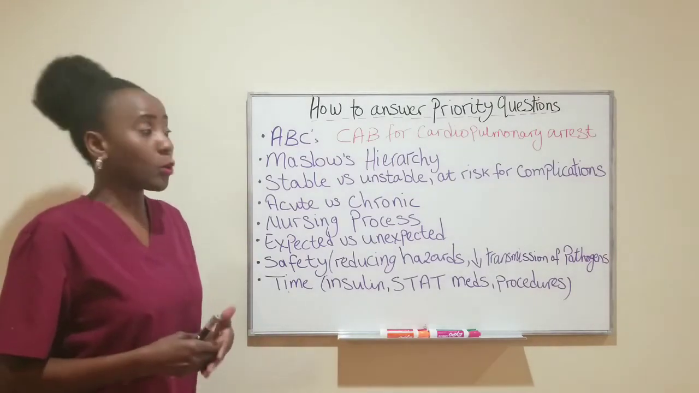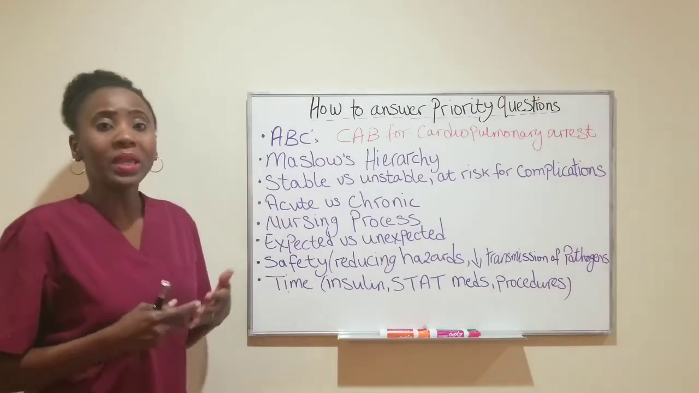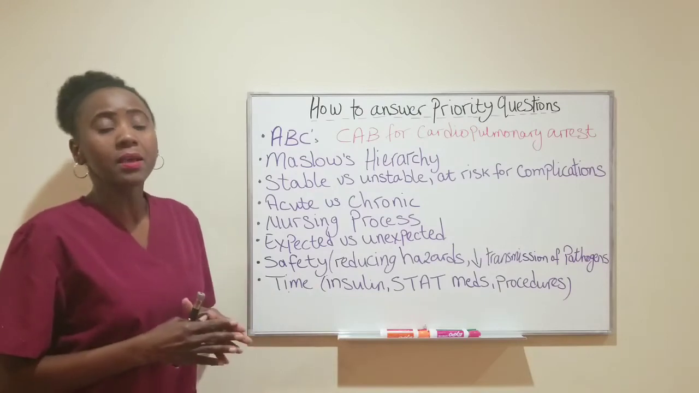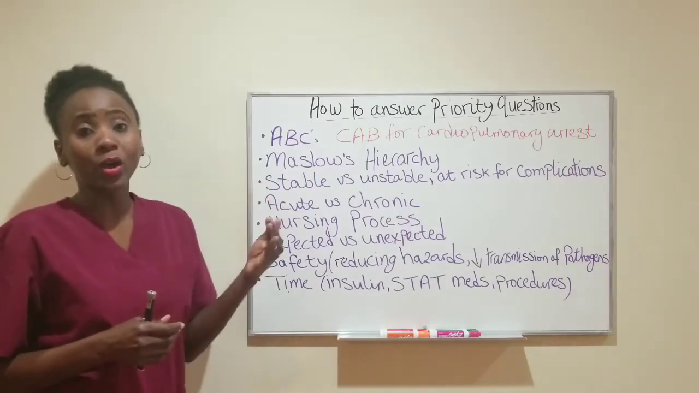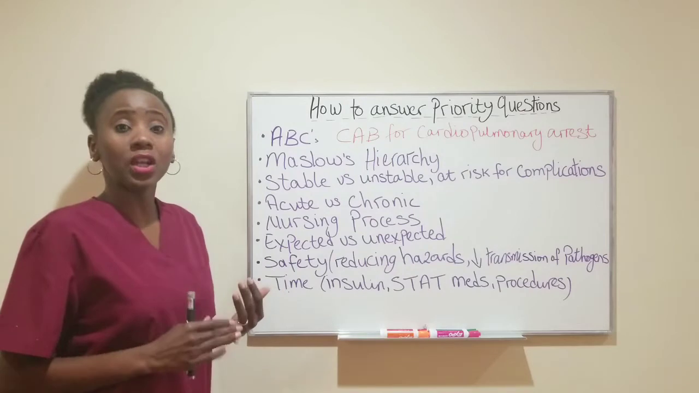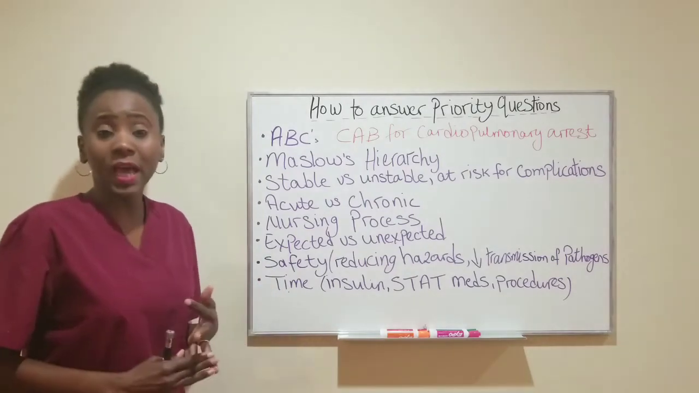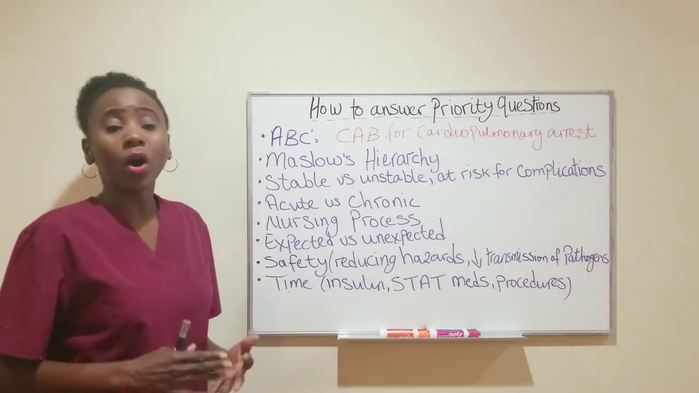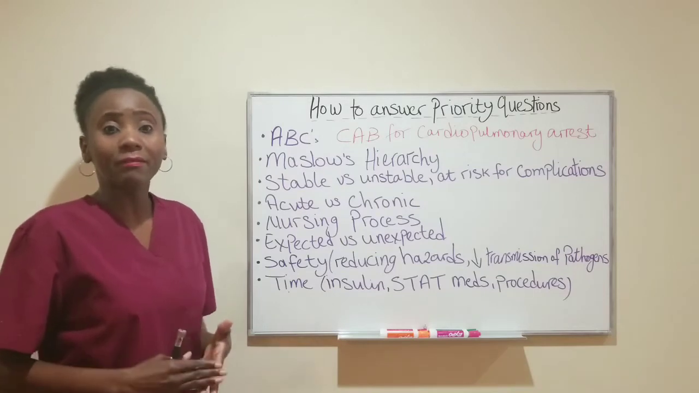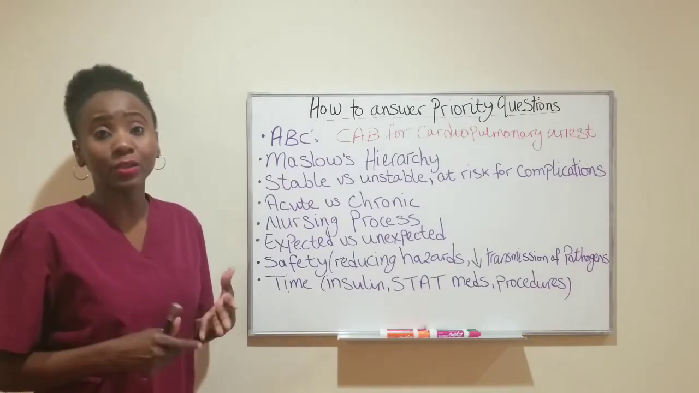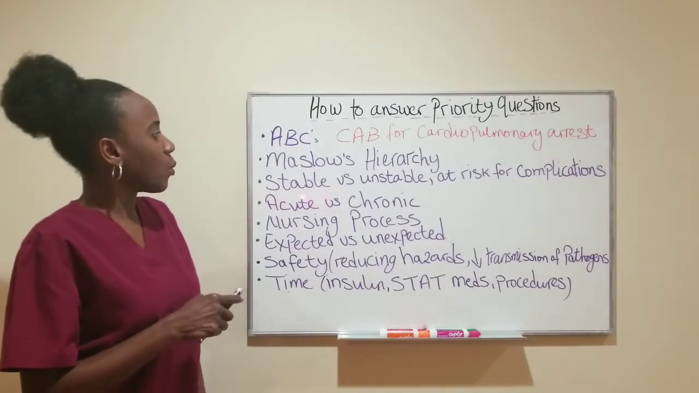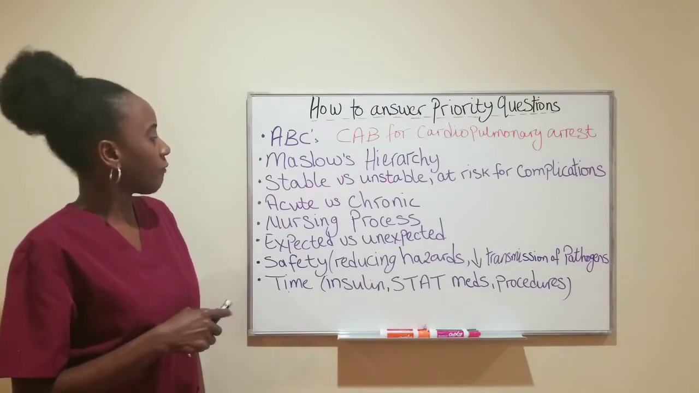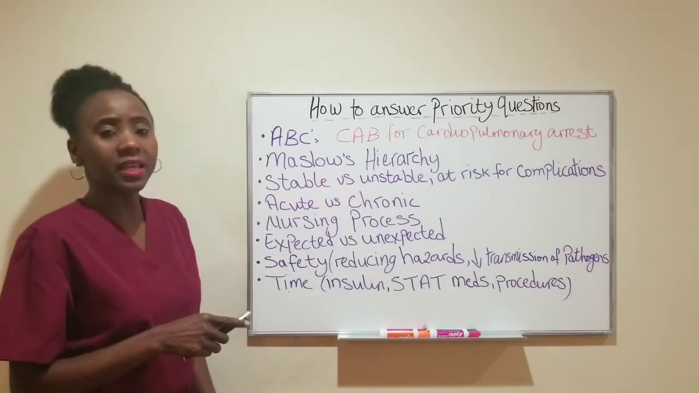And of course, according to Maslow, we have to meet physiologic needs before we move on to higher order needs. So we meet physiologic needs, then safety and security, then we move on to love and belonging, self-esteem, and finally self-actualization. Also, we want to use the strategy of stable versus unstable.